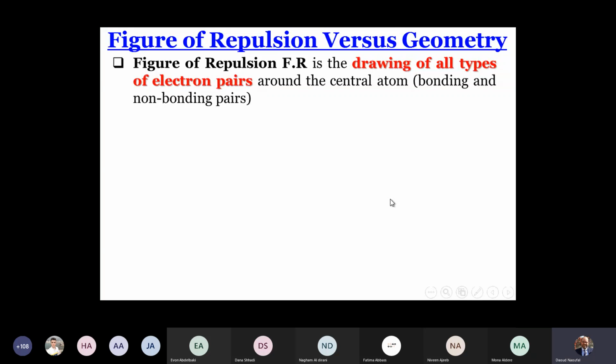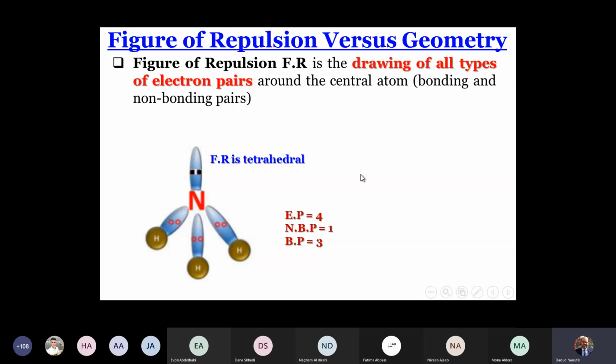The geometry is different. The geometry is the drawing only of the bonding pairs. For example, consider this figure. I draw 2 bonding electrons in a lobe, 2 electrons in another lobe, 2 electrons in the third, and I also draw the non-bonding electrons in a lobe. So I draw all types of electron pairs. This is the figure of repulsion of NH3, and as you see, the figure of repulsion is tetrahedral.